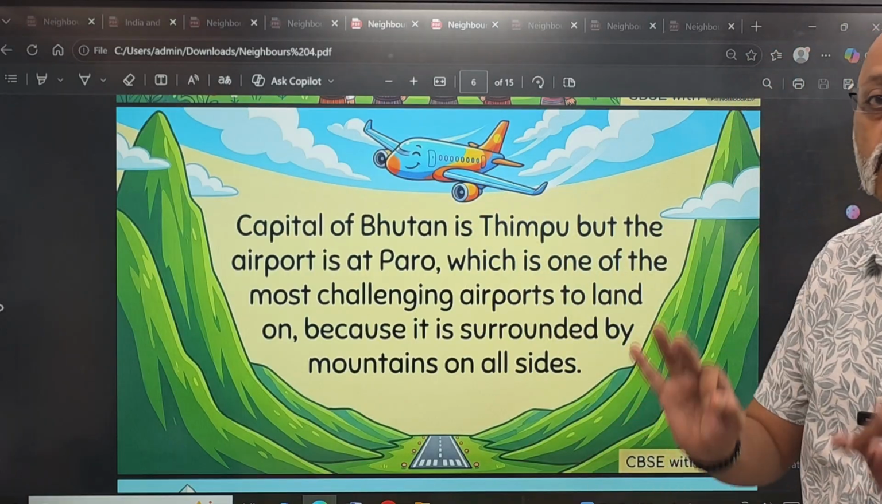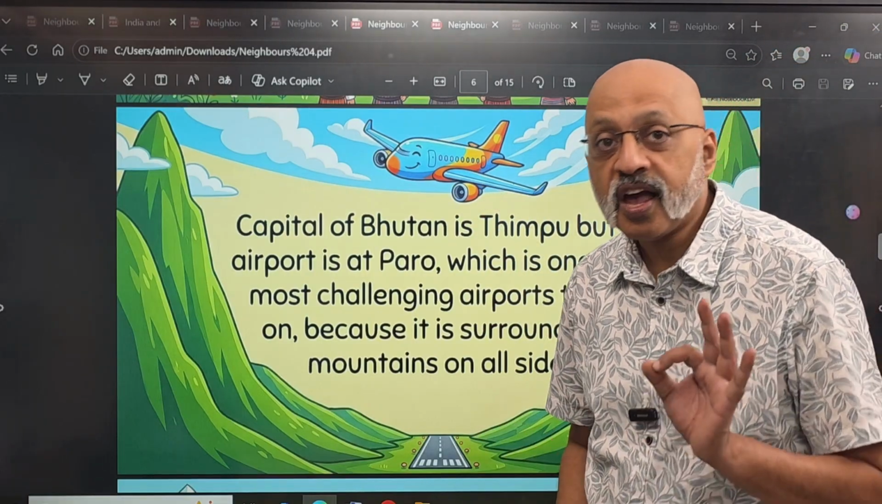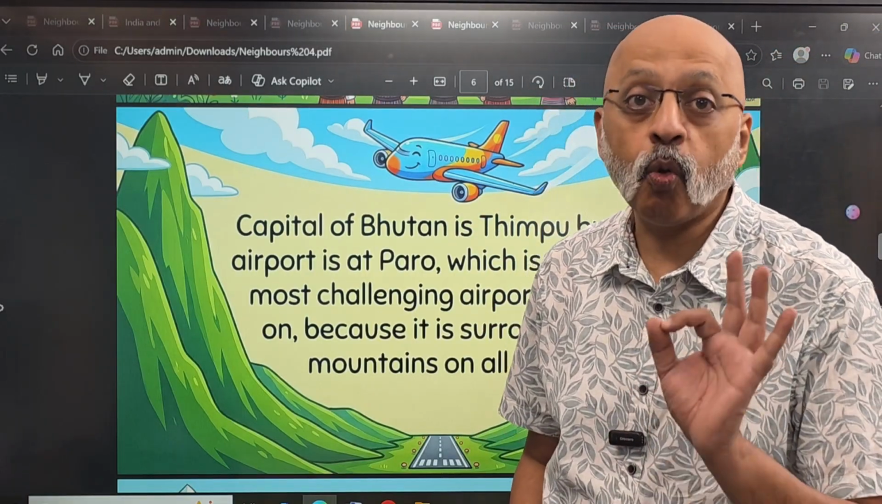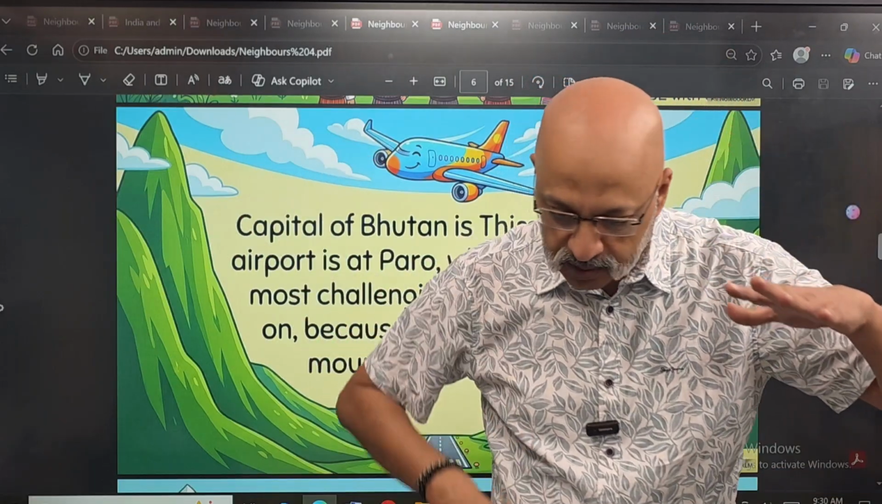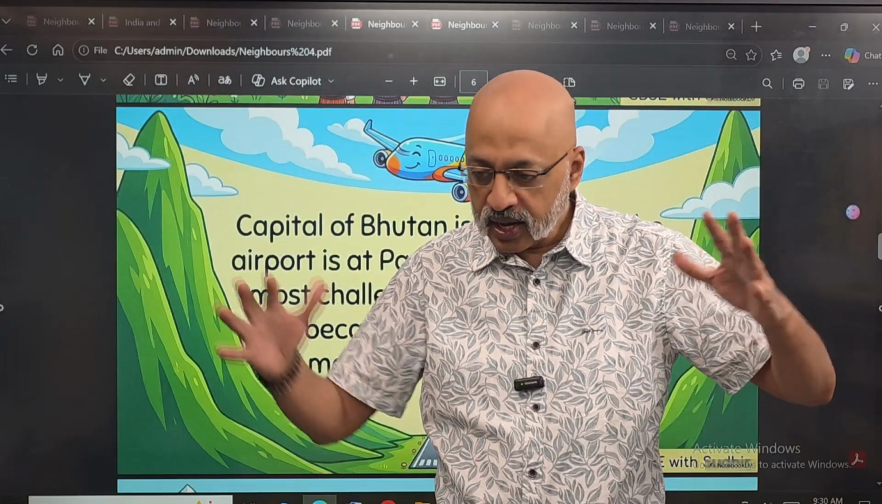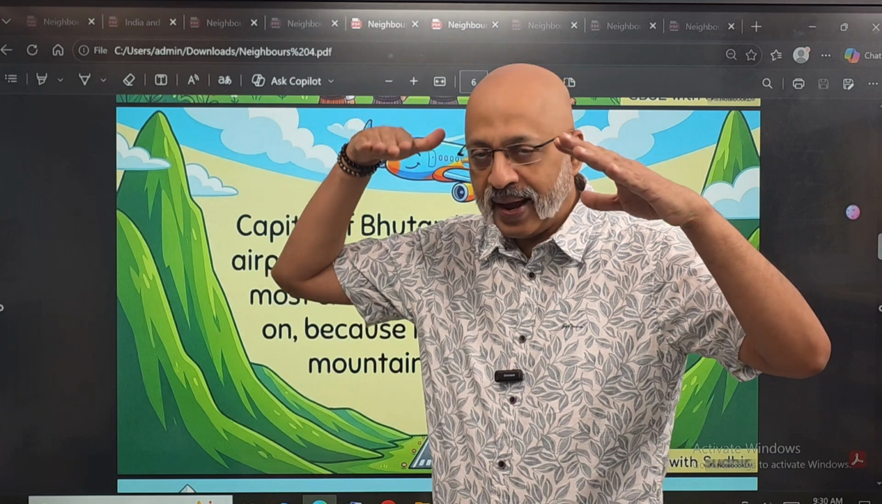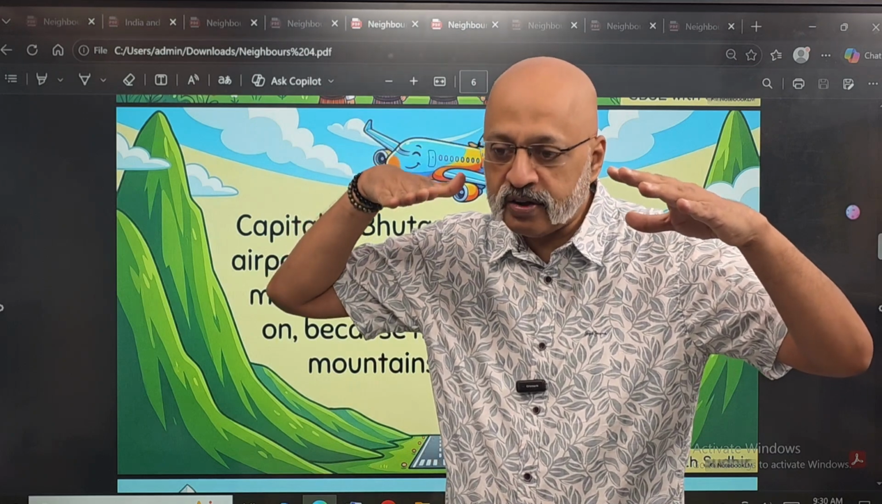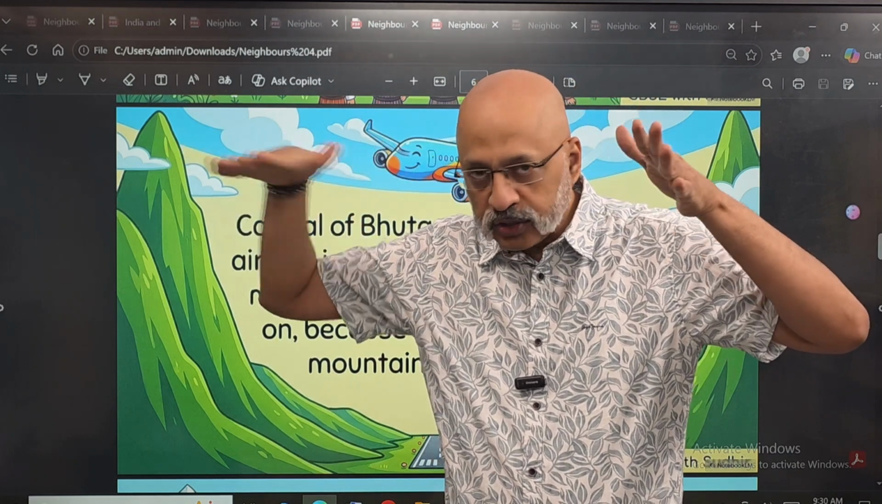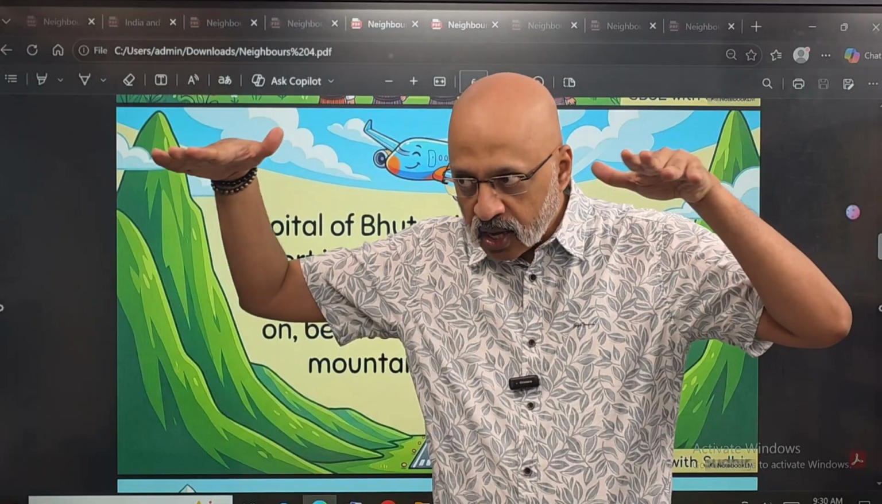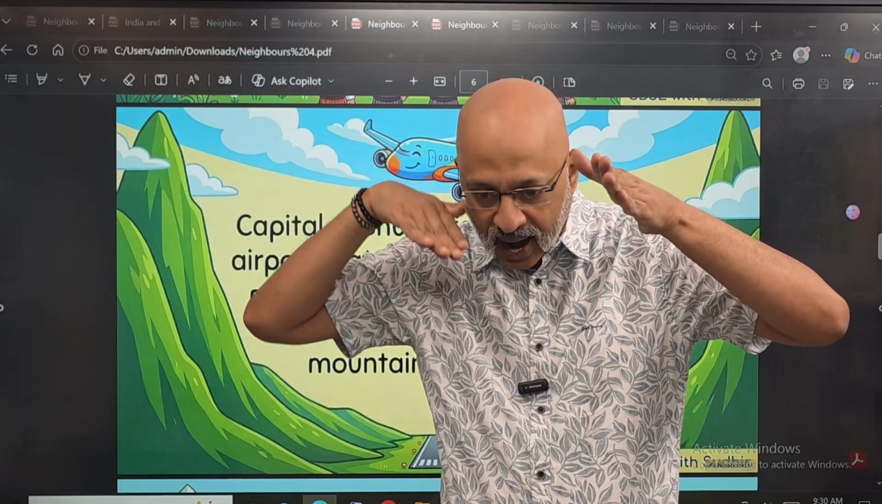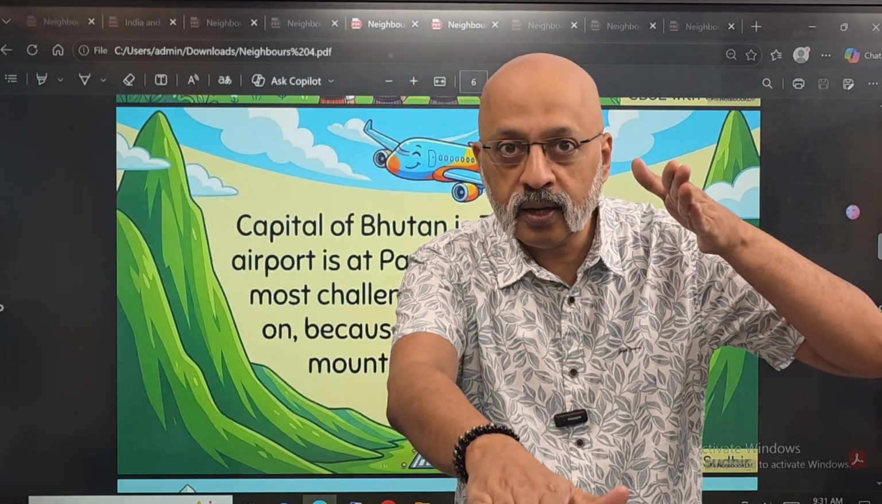It's considered one of the most challenging airports in the entire world because the airport is surrounded by mountains. So the pilot has to be very, very well trained to ensure that you don't strike any of the mountains. You come right in between them and then land on the airstrip.